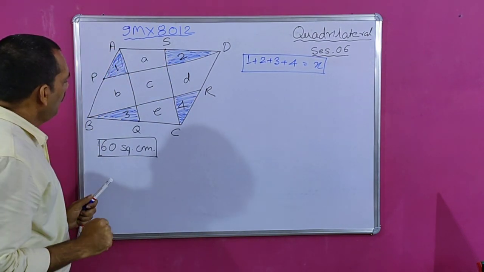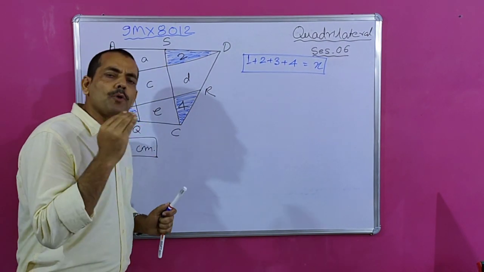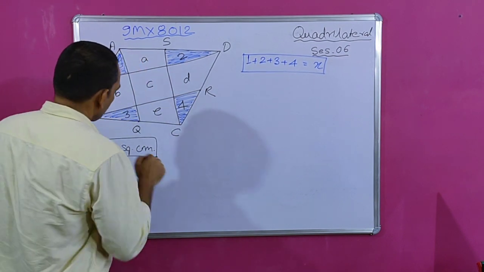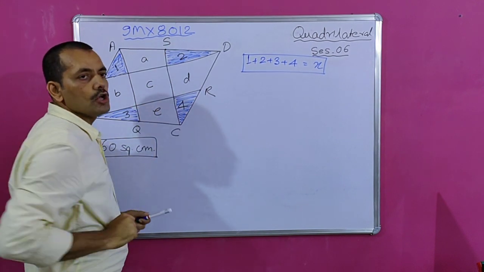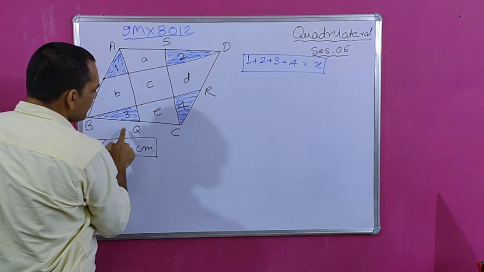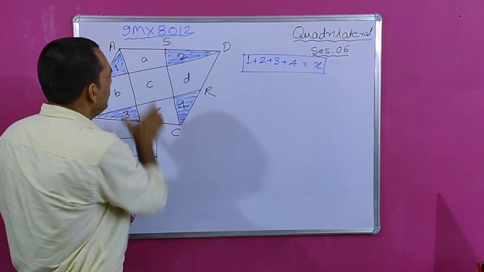Okay. Now let's start with the properties of a parallelogram. If Q is a midpoint and S is also a midpoint, AQCS will be a parallelogram.